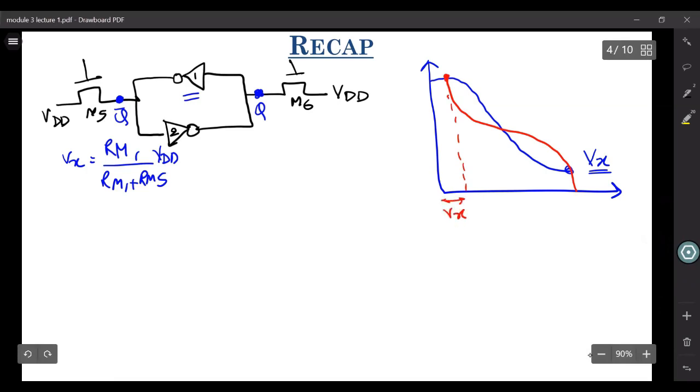And this would be Vx because both inverter pairs are symmetric, or they are matched. So here we saw that the size of the maximum square that can be fitted inside these lobes reduced.